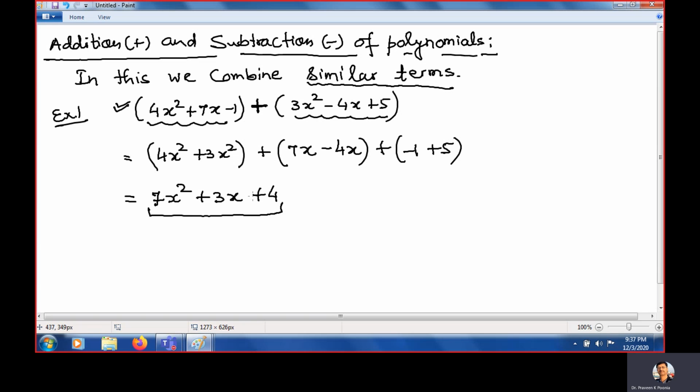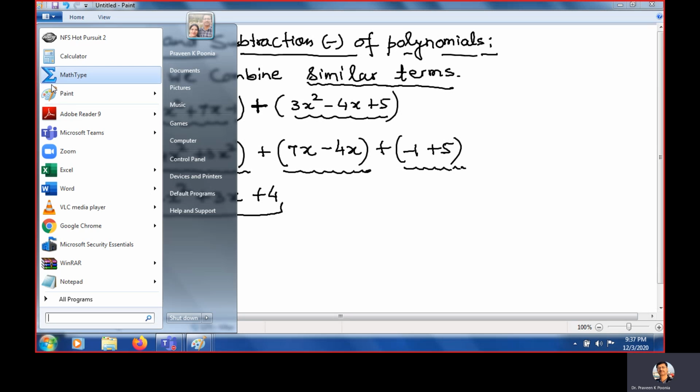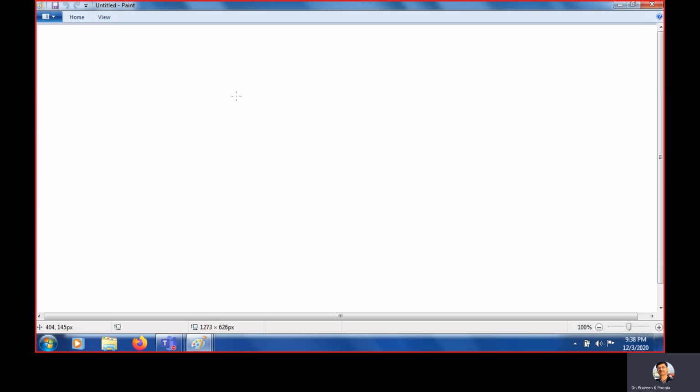So what you need to do, you need to join similar terms: x square terms, x terms and the constant terms. This is the procedure, and this procedure is not very difficult. It is very simple. Just you need to think about how we are going to do it. Okay, so we will take another example, example number 2.